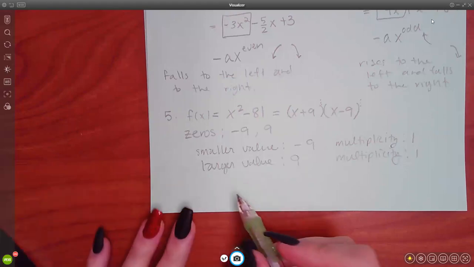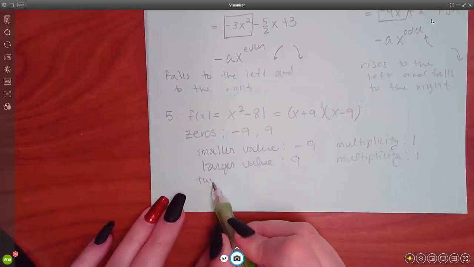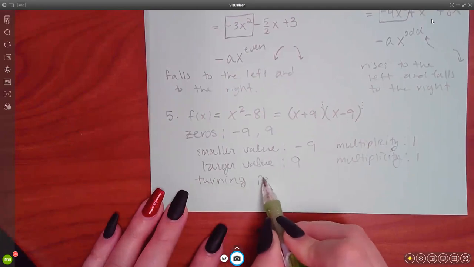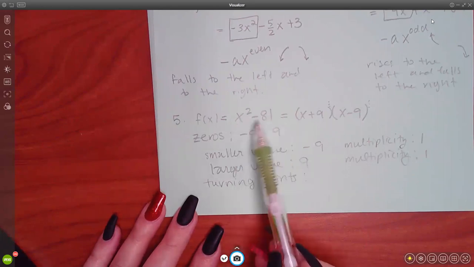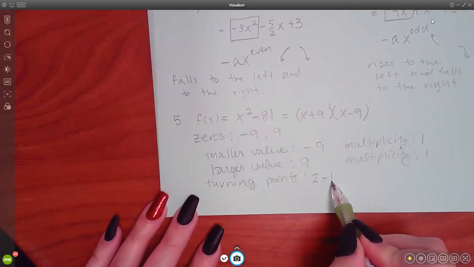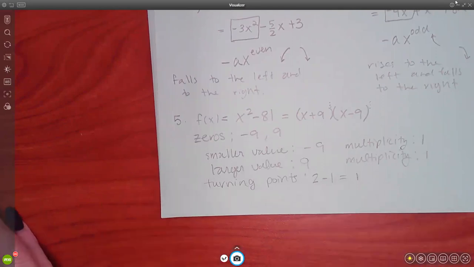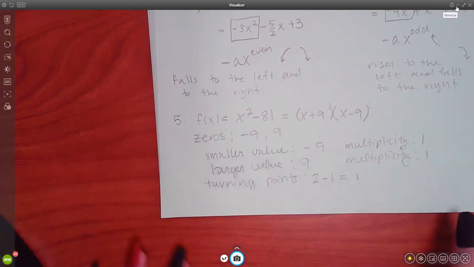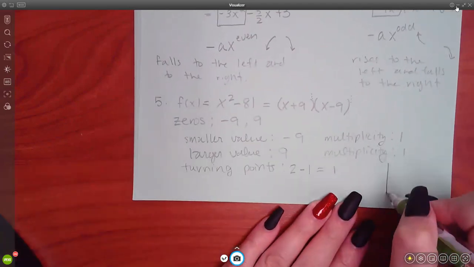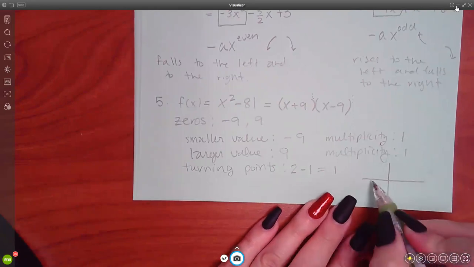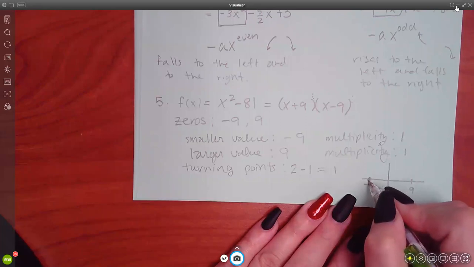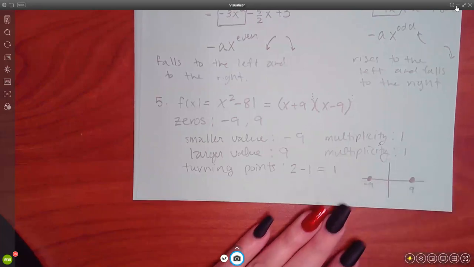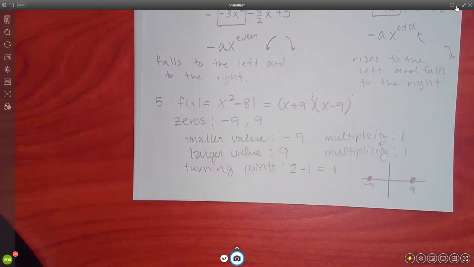Okay, how many turning points will this thing have? One. How do we know that? You take the highest exponent, which is 2, and then you just take away 1, right? So we get 1. And then I think the last thing they wanted us to do is graph it. So if I mark here as negative 9 and I mark over here as positive 9, I know I have those two zeros. And I know I'm going to have just one turning point.